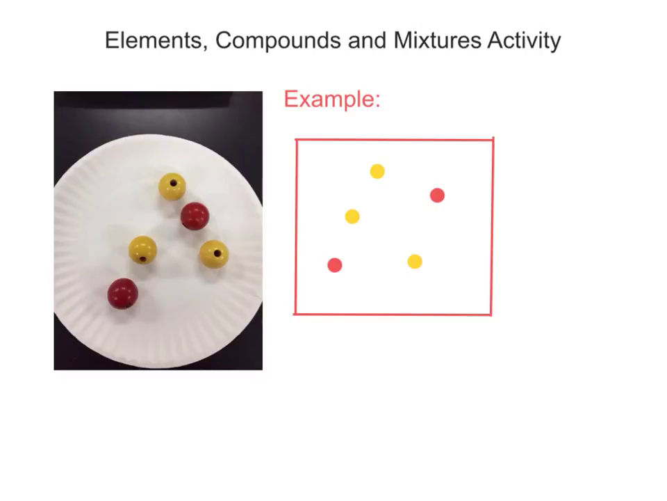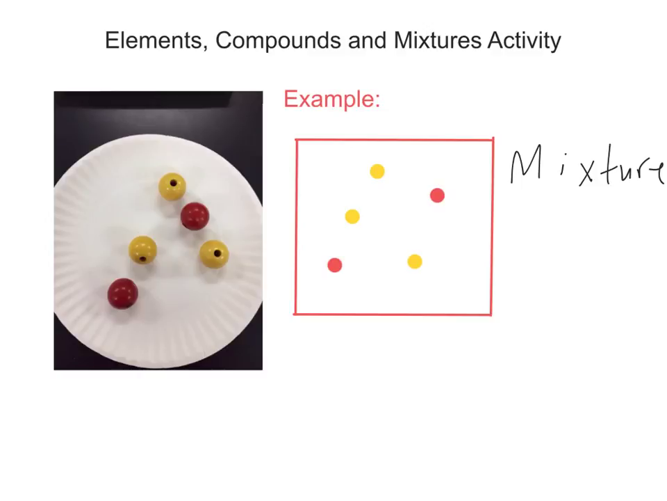Well, in this case, each of the little spheres represents an atom. So here we have yellow atoms and red atoms that would represent 2 different elements. So they're both elements, but they're not attached to each other. They're not bonded, which means they're not compounds. So we have 2 different elements mixed together. So we would call this a mixture. And it would be more specifically a mixture of elements.